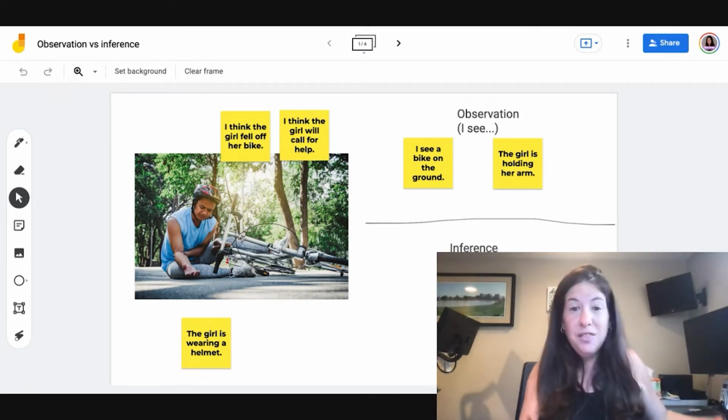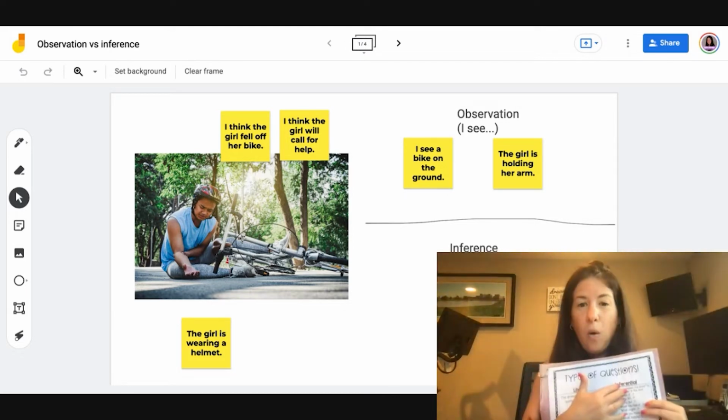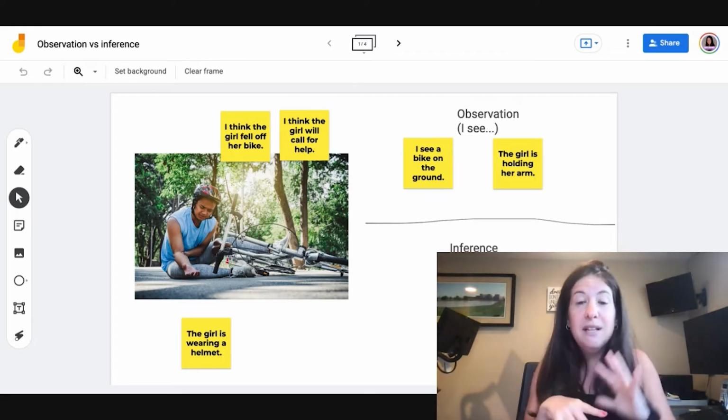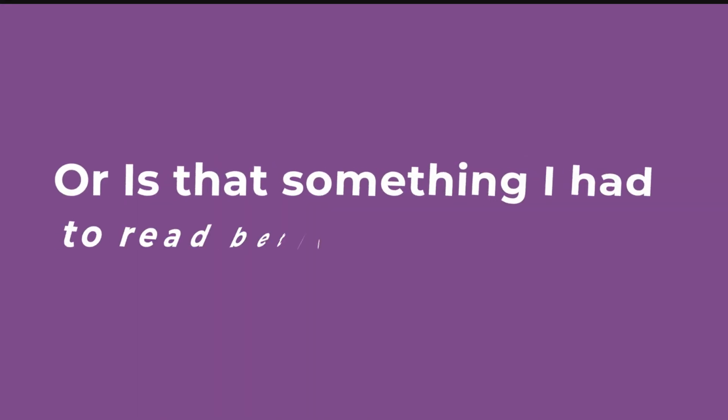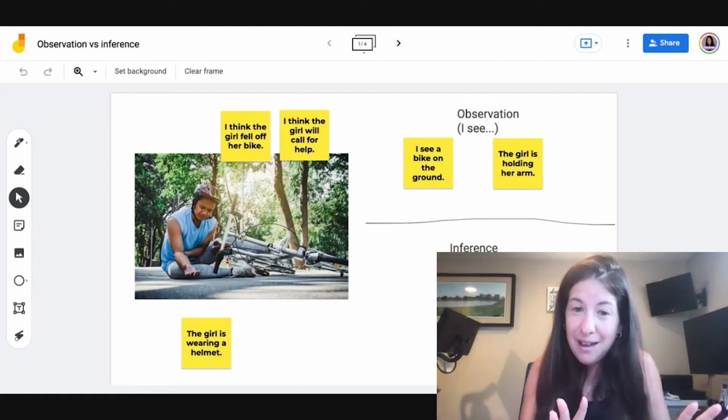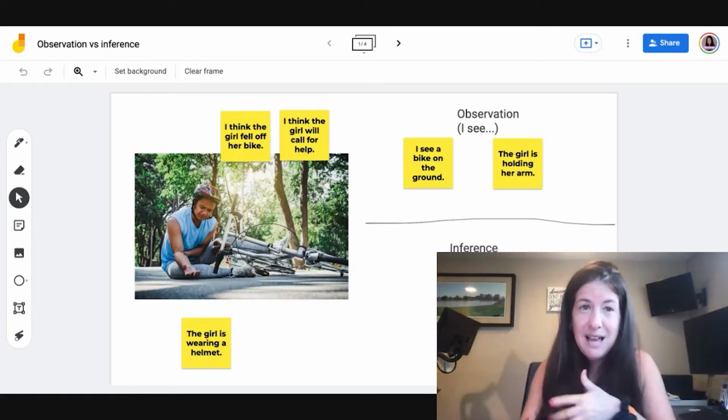The literal, it's right there. I can observe it, I can see it, or do I have to think a little bit? You can come up with some sample statements and they can sort it. Is that something I can see? Or is that something I had to read between the lines and make a guess about? So once they grasp that, they're like, oh, some things are right there and some things I have to think about.